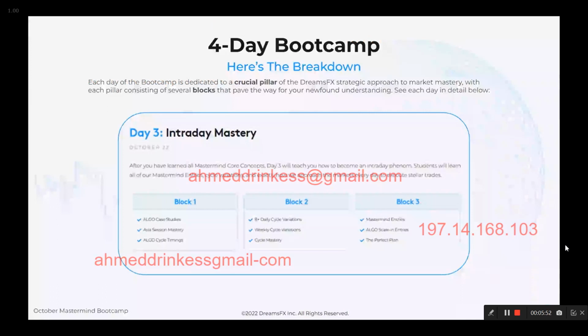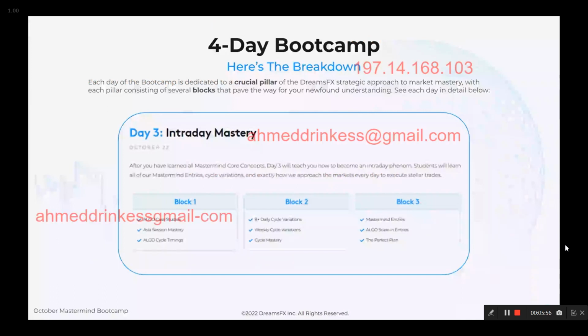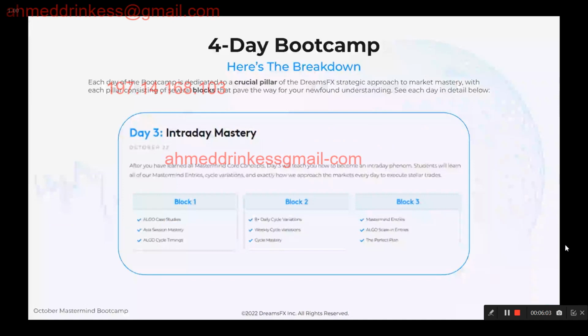And of course, ending next weekend, Saturday, off of mastermind entries, scale in positions, and developing that perfect plan. Now you have a plan of action for the whole strategy as a whole, but then you actually are going to know how to apply it on an intraday basis. Do this, do this, do this. And that's how you find your setup for London or New York session, and so on.